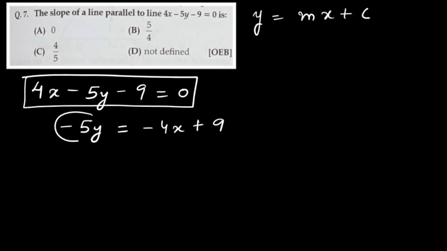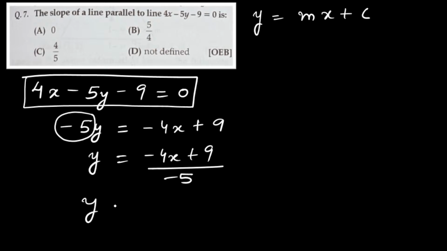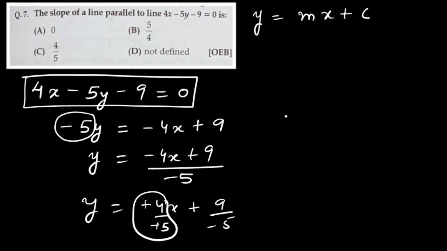Now I have to shift minus 5 to the other side, because I want y on one side. So y is equal to minus 4x plus 9 by minus 5. Because 5 will get divided when we shift it to the other side, I'll just segregate it now. So minus 4x by minus 5 plus 9 by minus 5. I just need the coefficient of x. Minus and minus will get cancelled.